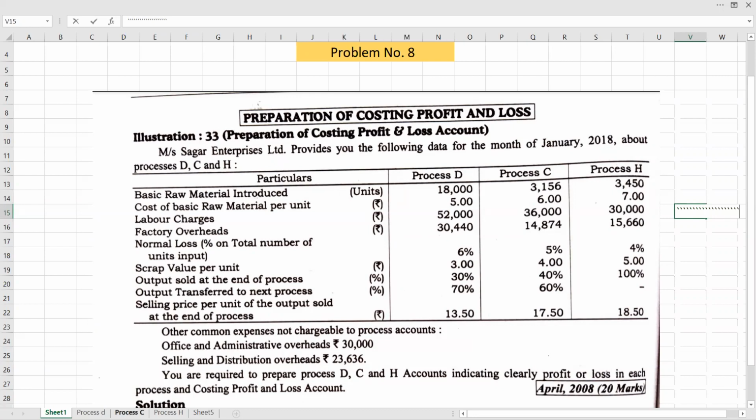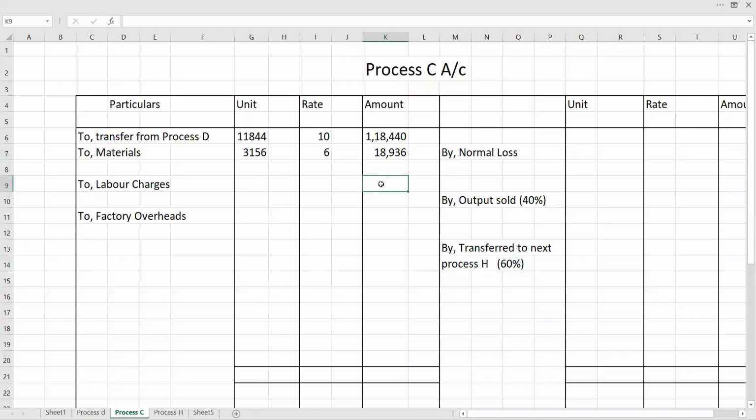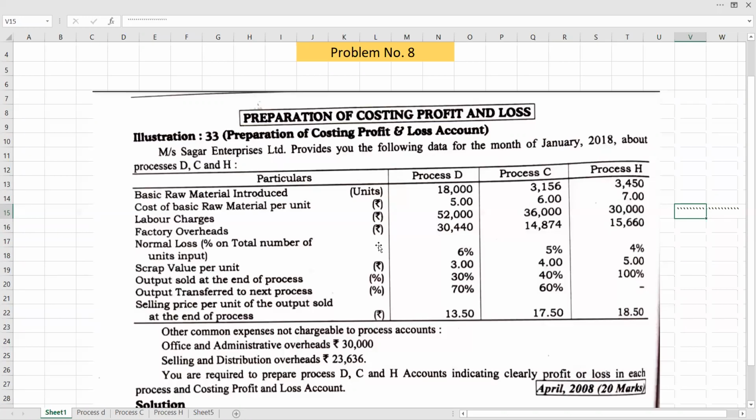Labor charges 36,000. Then factory overheads 14,874. See, these overheads are given here. Next is normal loss, percentage on total number of input units. So normal loss percentages are calculated on the input units. So 5% on the input units.